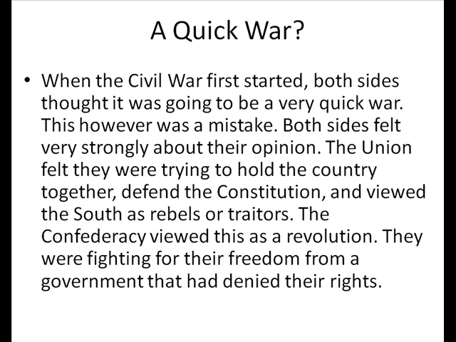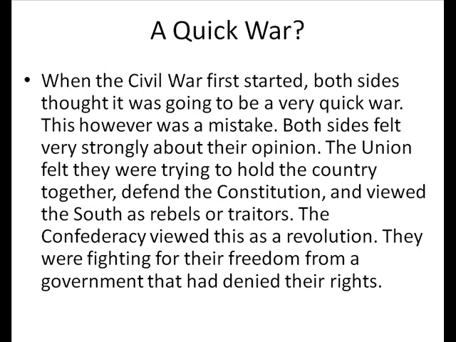Now, when the Civil War first started, both sides thought that it was going to be a very quick war. They thought it was going to be an easy war. They didn't think it was going to take very long. This was probably a mistake by both of them. Both sides felt very strongly about their opinion. The North was trying to hold the country together, trying to defend the Constitution, and they viewed the South as rebels or traitors. They had turned their back on their country and revolted against the United States government.